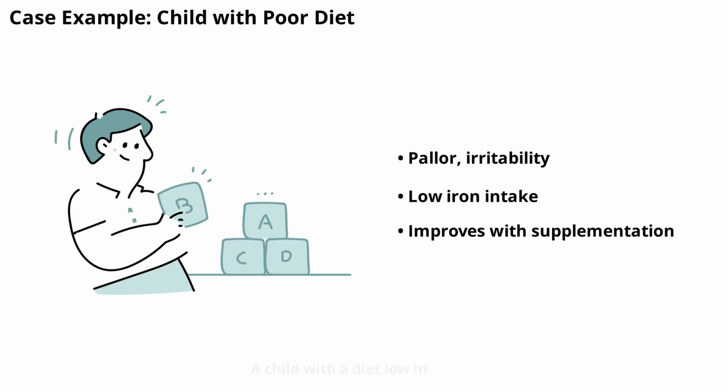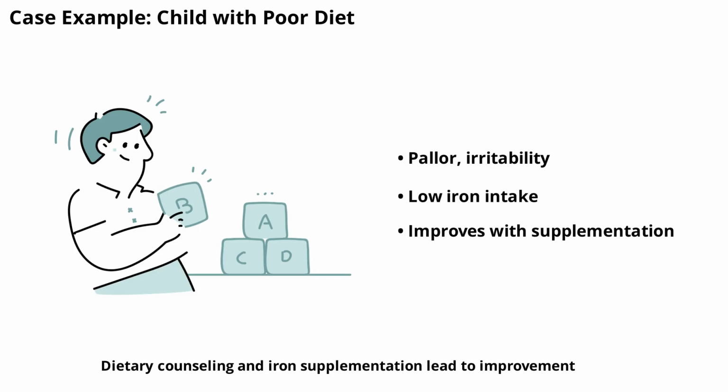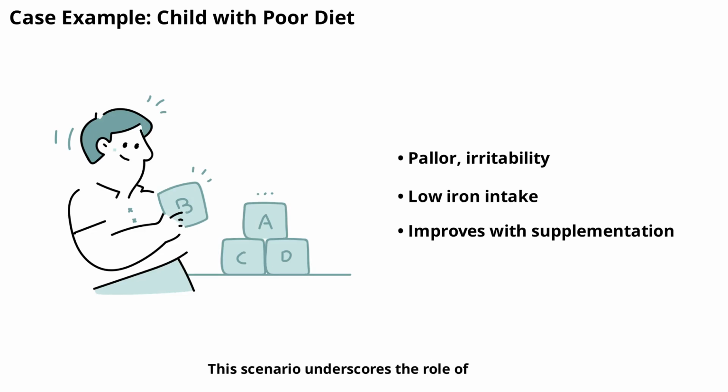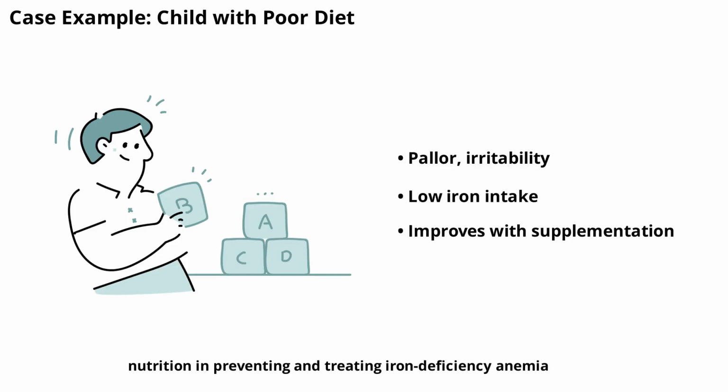A child with a diet low in iron-rich foods presents with pallor and irritability. Laboratory tests show low hemoglobin, low MCV, low ferritin, and high TIBC. Dietary counseling and iron supplementation lead to improvement. This scenario underscores the role of nutrition in preventing and treating iron deficiency anemia.